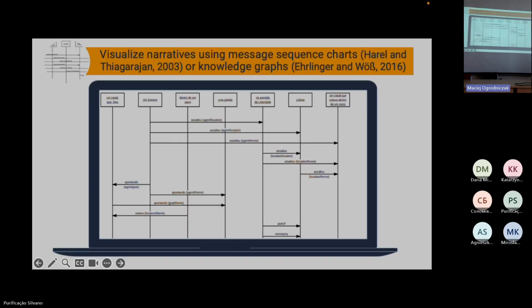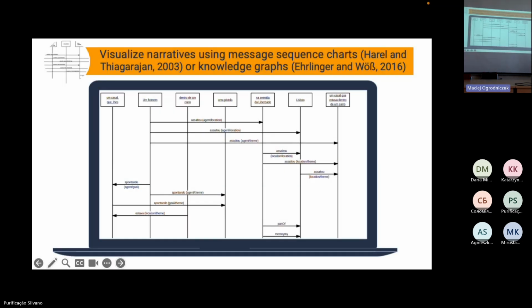And the other one is the message sequence chart, where we also have the participants before in the first line, and then the events in which they participate. For instance, the second participant, the man, assaulted and robbed someone in an avenue, right? And this was generated based on the formal representation of the DRS.